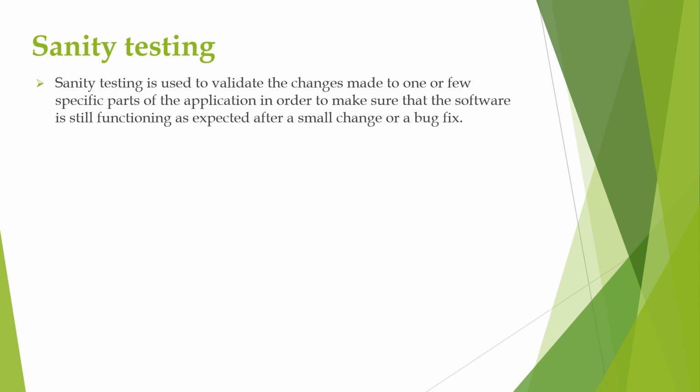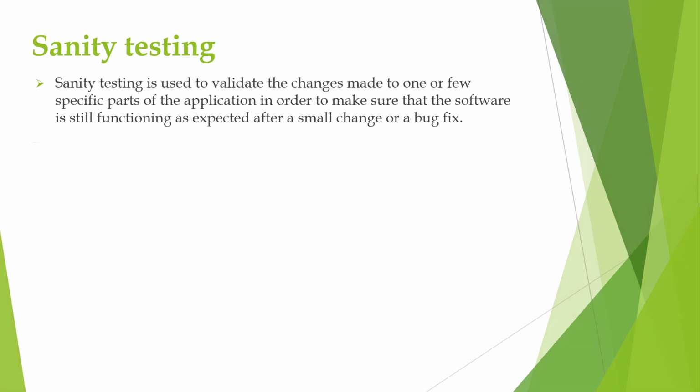Now, when do we perform this sanity testing? It is performed when the testing team finds a bug or a defect and reports it back to the development team. The development team will work on the defect, fix it, and send the new build to the testing team to test it. At this point, the testing team does the sanity testing. Sanity testing here is done to make sure that the functionality of a software application is working as expected even after a minor update, a bug fix, or a modification which has been done.